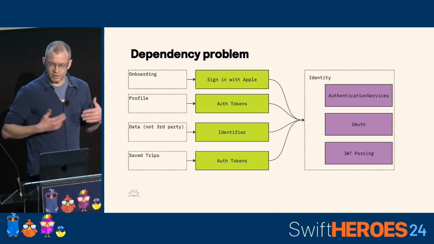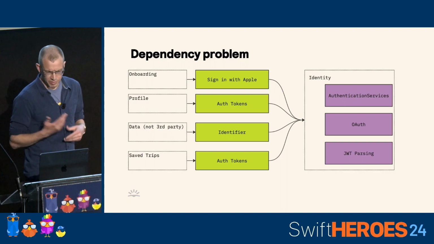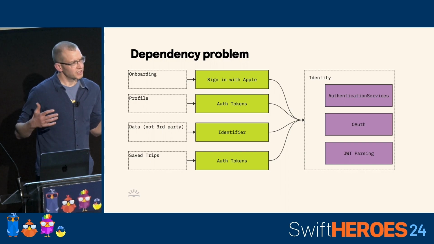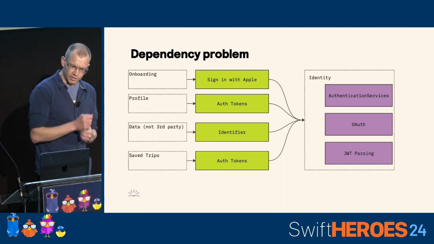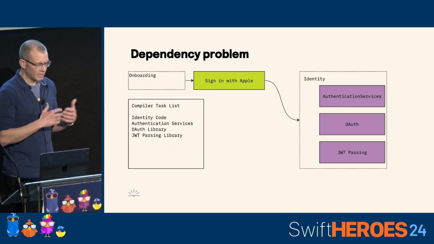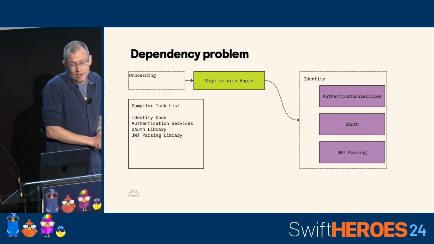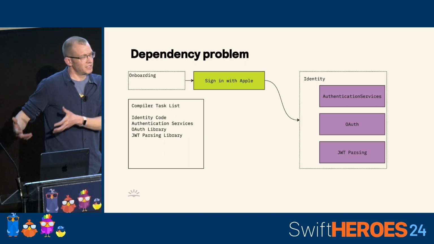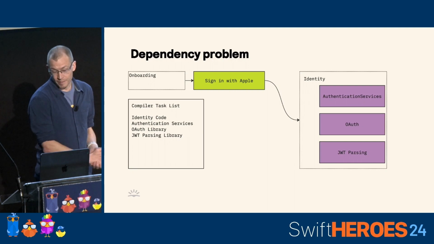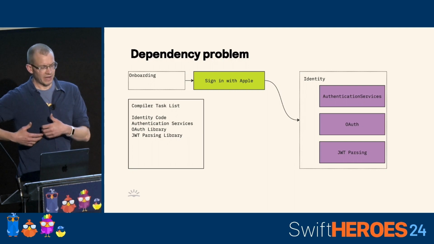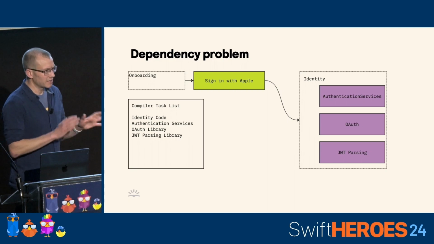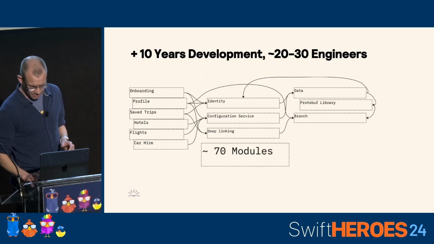And the dependencies grow as well, right? Inside identity, we've not only got authentication services, but we might have some library for doing our OAuth stuff. We might have another library in there for parsing our JWT tokens that we get back because we want to look at the information in there. So that's growing. And you come back to onboarding and, oh well, all onboarding cares about is signing in with Apple. But now the only thing that can actually perform that work is this module that also has to compile OAuth stuff and JWT, and onboarding does not care about that at all. So things are starting to look slightly problematic.